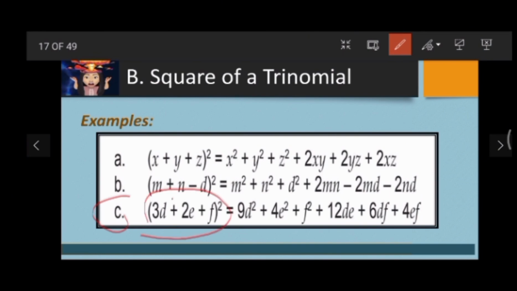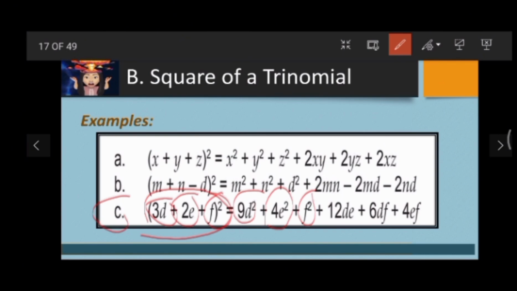So we need to square the first term, which is 3d, we will have 9d squared. And we need to square the second term, which is 2e, we will have 4e squared. And we need to square the last term, which is f, so we have f squared.